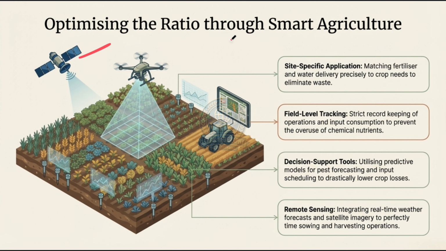Optimizing the ratio through smart agriculture. Site-specific application, matching fertilizer and water delivery precisely to crop needs to eliminate waste. Field level tracking, strict record keeping for operations and input consumption to prevent the overuse of chemical nutrients. Decision support tools, utilizing predictive models for pest forecasting and input scheduling to drastically lower crop losses. Remote sensing, integrating real-time weather forecasts and satellite imagery to perfectly time sowing and harvesting operations.